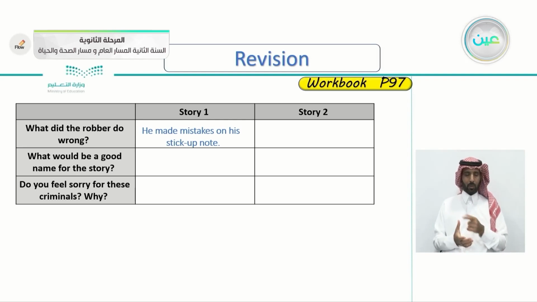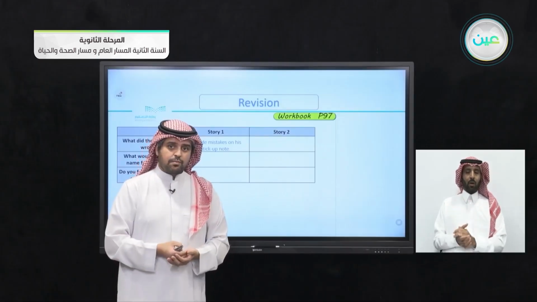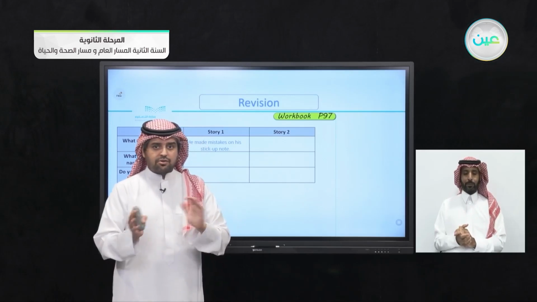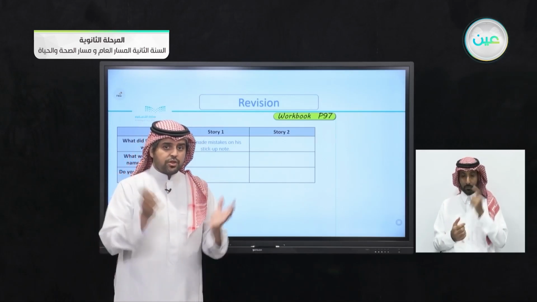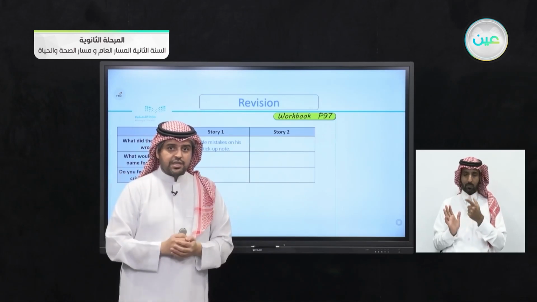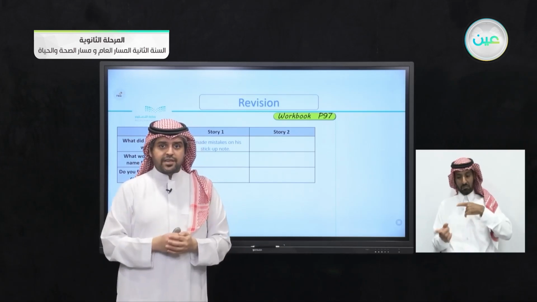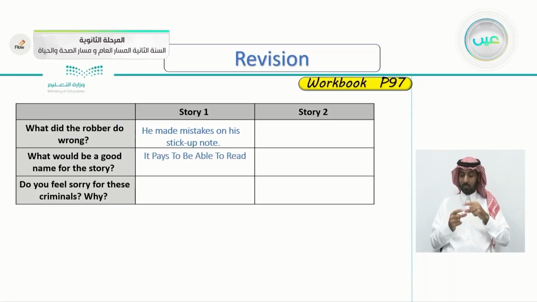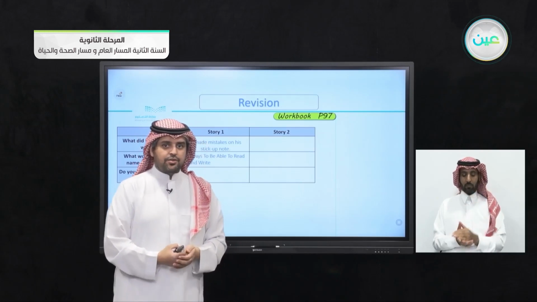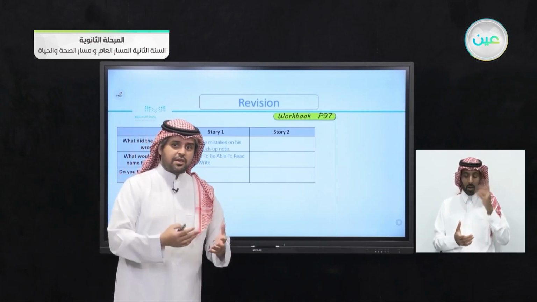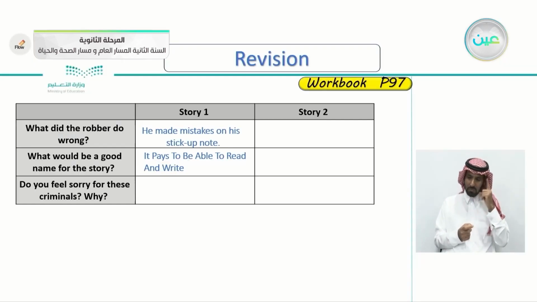The first story: if you want to come up with a good name for it, of course there is no right or wrong answer, but a good title for the story of the man who moved back and forth from these banks, for me, I chose It Pays to Be Able to Read and Write. If you are able to read and write, good things will happen to you. If he knew how to write, maybe the teller wouldn't figure out that he was dumb.